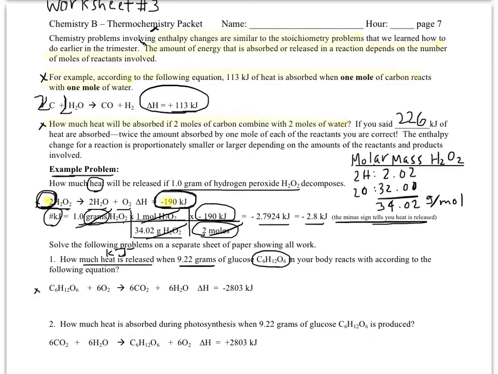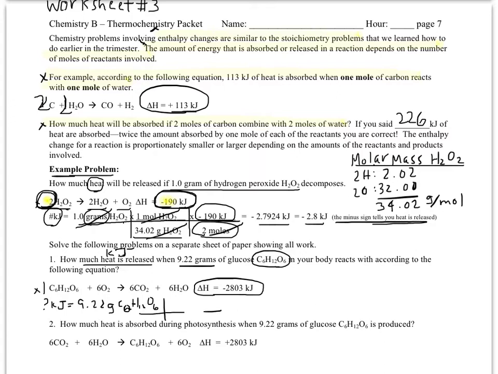Right, now we notice that we just have 1 mole of glucose here, and that's releasing 2,803 kilojoules. So I'll set up my little factor label problem. I want to know how many kilojoules I'm going to get if I start off with 9.22 grams of C6H12O6.